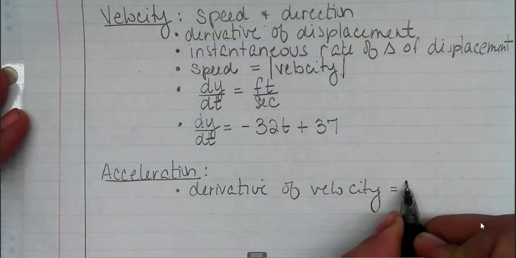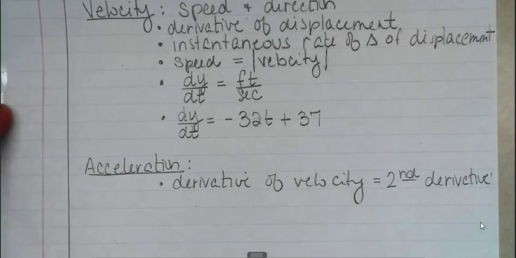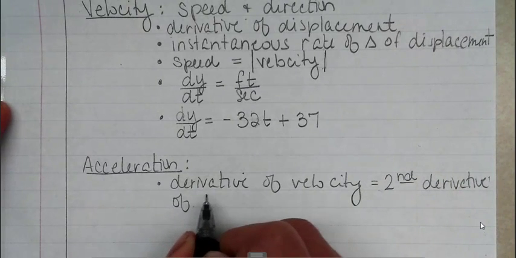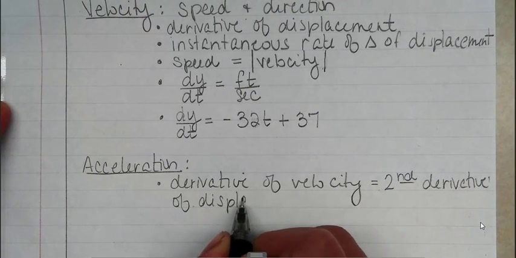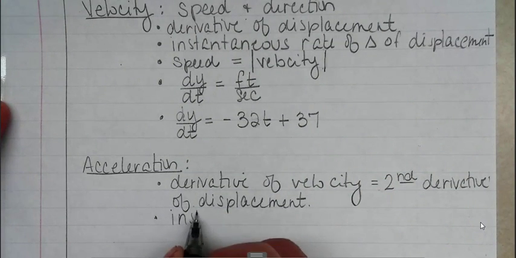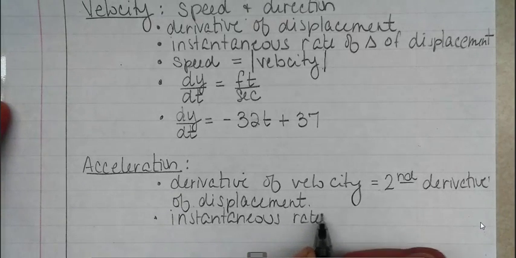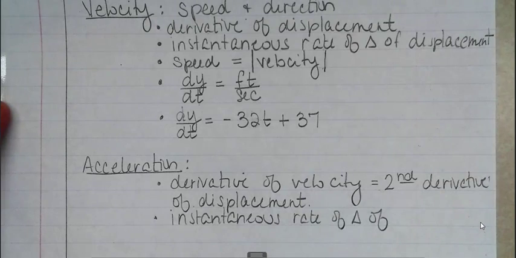So we can also think of this as the second derivative of displacement. If you take the derivative of displacement twice, the first time you'd end up with velocity, the second time you'd end up with acceleration. So it's basically the instantaneous rate of change of velocity, which means taking the derivative of velocity.